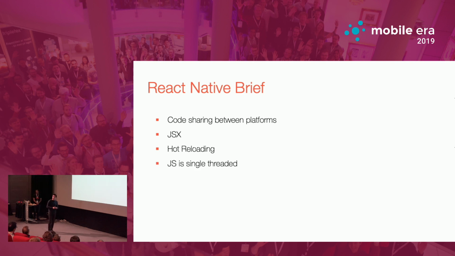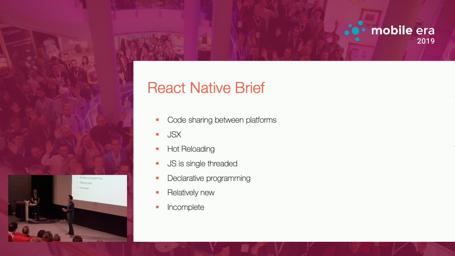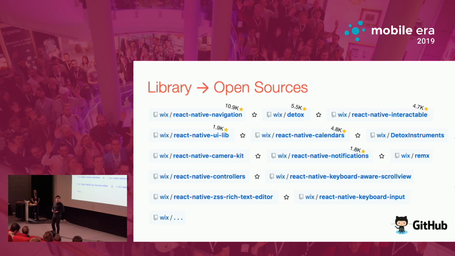We need to remember that JavaScript is single-threaded, and in some cases it's a bottleneck, and we need to work with the right paradigm, for example, the declarative way of programming. And important to remember that React Native is a relatively new framework, and it's still missing some dev tools and some best practices. And at Wix, we are putting effort and time to overcome these challenges by building some libraries and some best practices. And also at Wix, we are big fans of open source, and most of these challenges and libraries are not related to the Wix business logic. So we can open source them.